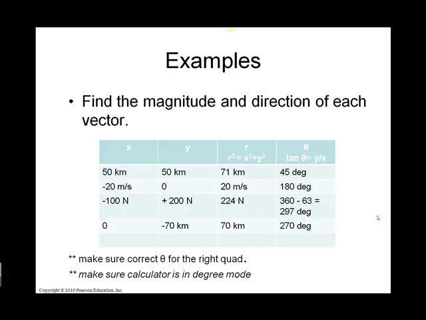That is a polar heading. It's measured from positive x-axis. Negative 20 meters per second and 0 is a vector pointing to the west. 20 meters per second at 180 degrees. Our last example, 0 and negative 70 kilometers, is a vector pointing to the south, 70 kilometers at 270 degrees.